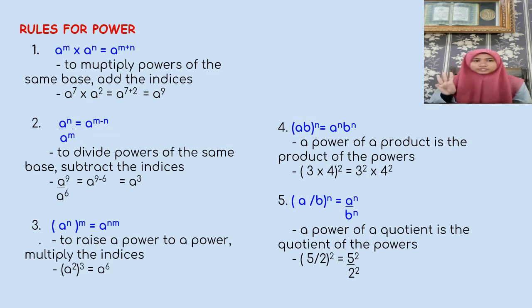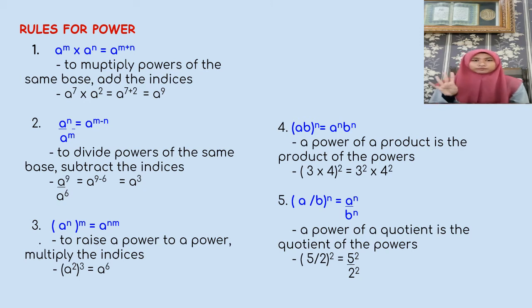Okay, for rule number 3, when we raise a power to a power, we just multiply the indices. Okay, for example, a to the power of n, all to the power of m, becomes a to the power of nm. For example, a to the power of 2, all to the power of 3, becomes a to the power of 6.